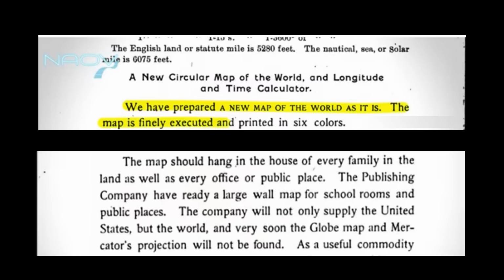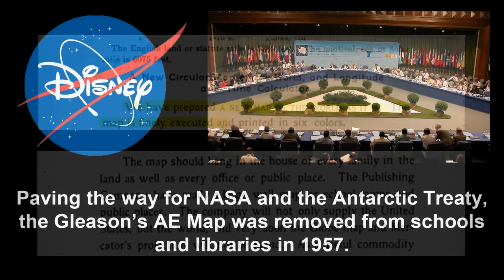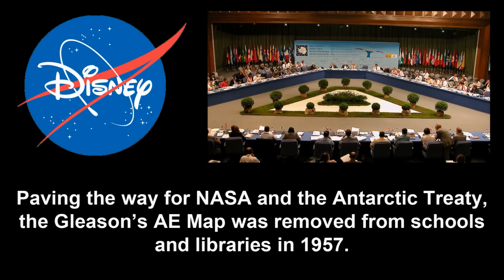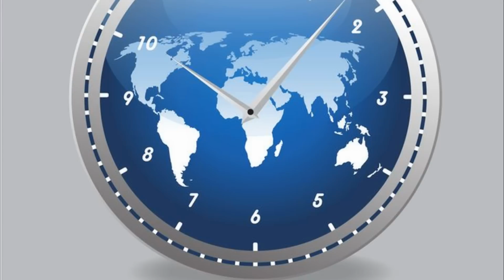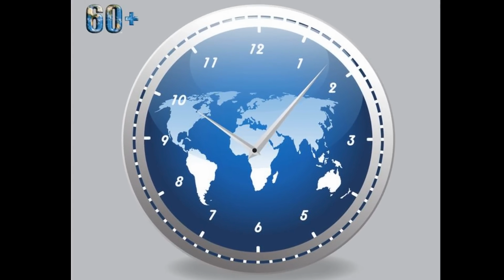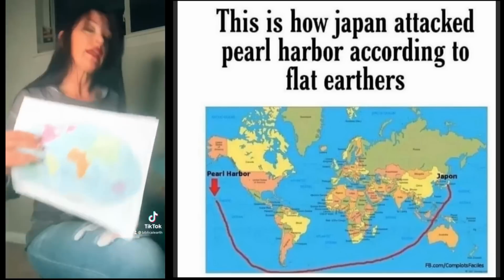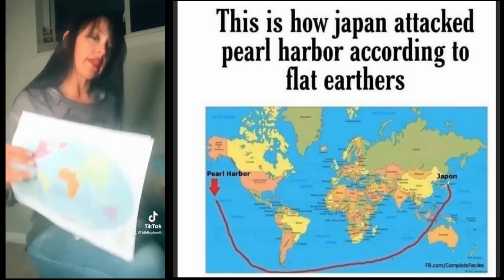So this map was actually on display in many places until something interesting happened. Paving the way for NASA and the Antarctic Treaty, the Gleason's AE map was removed from schools and libraries in 1957. Now all we have is this fake, ugly display. You can find this one online, you can buy watches and clocks like this, but this is exactly the model that the bad geography lady has been pushing on us.